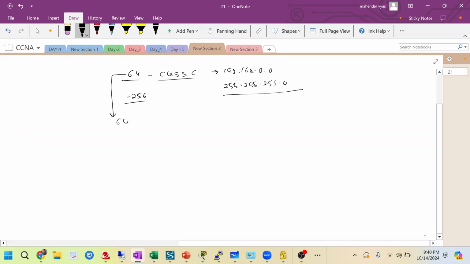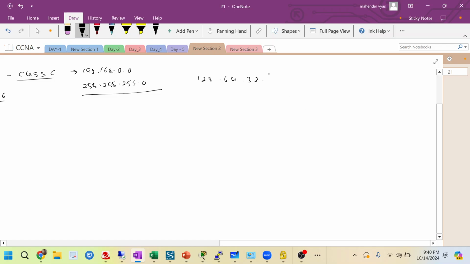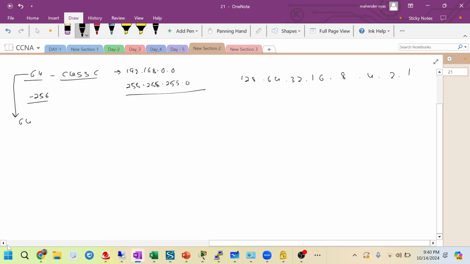Now let's write down our binary table again: 128, 64, 32, 16, 8, 4, 2, 1. As of now, if you don't do any subnetting, this is all ones, right? So we'll write it as it is: 192. This is again the second octet, all ones.